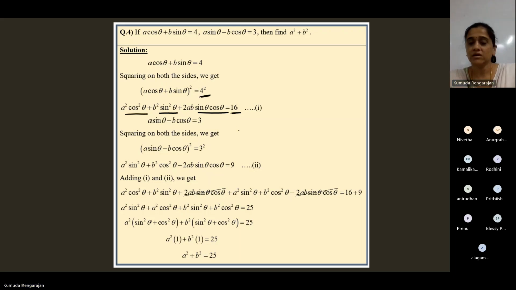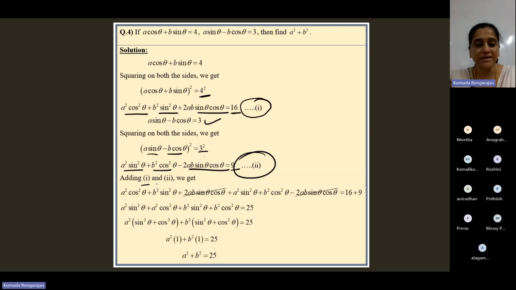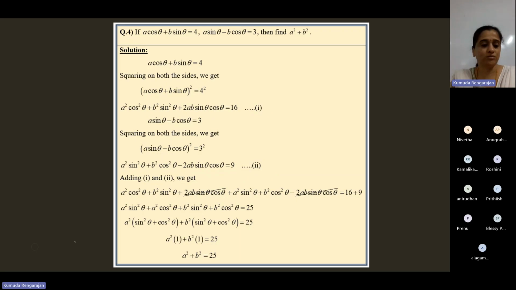16. I've called this 1. Now take the next equation. Square it on both the sides. So now this is x minus y the whole square. So x square plus y square minus 2xy is equal to 3 square, 9. I've called this 2. Now adding equations 1 and 2: just add the left hand sides and add the right hand sides.